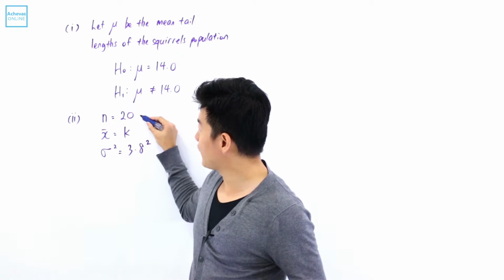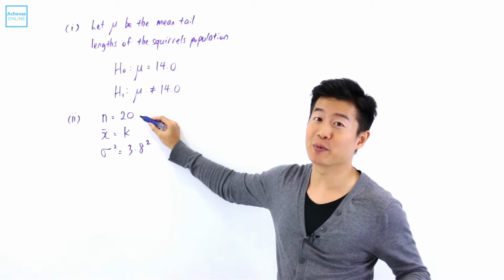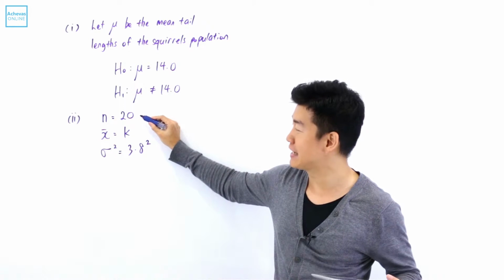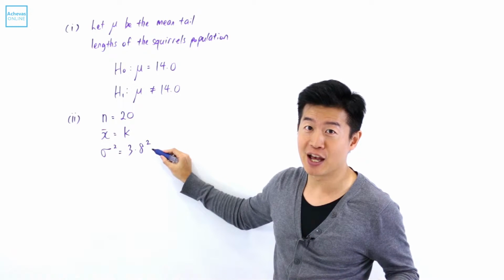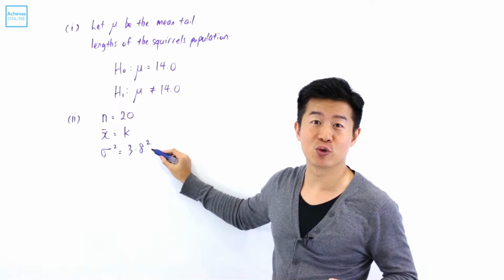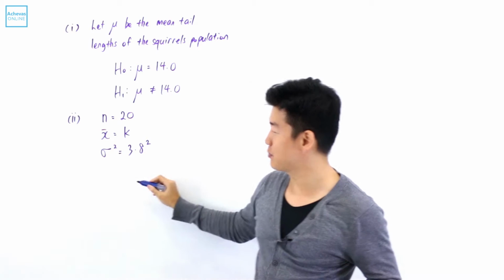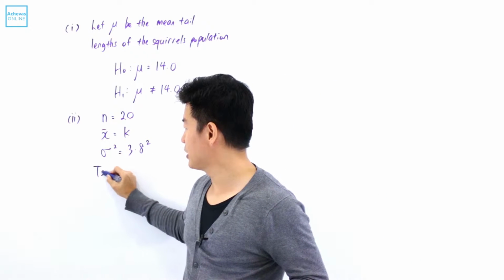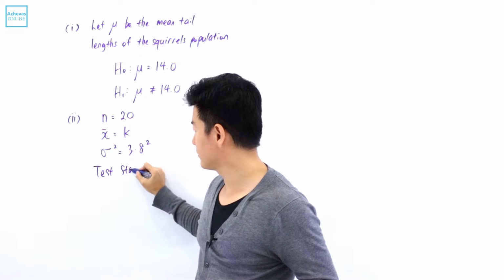Which means that with n that is small, I know I'm going to decide whether it's a z-test or t-test depending on the availability of the population variance. It is available, that is why we are going to choose a z-test for this second part of the question. So let me quote the test statistics.